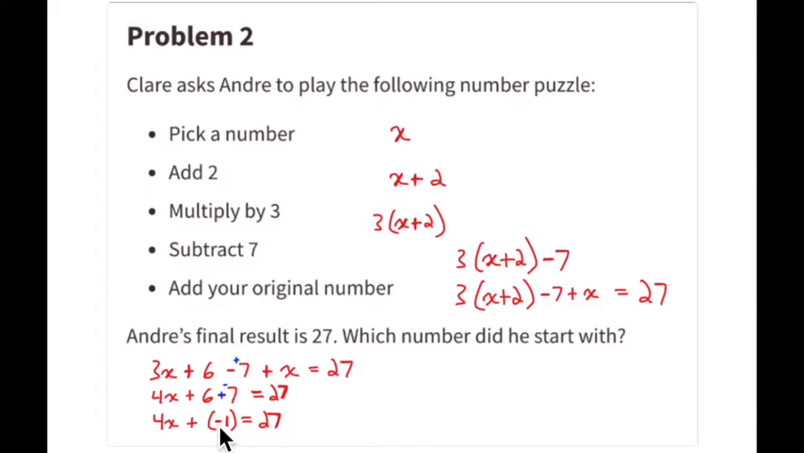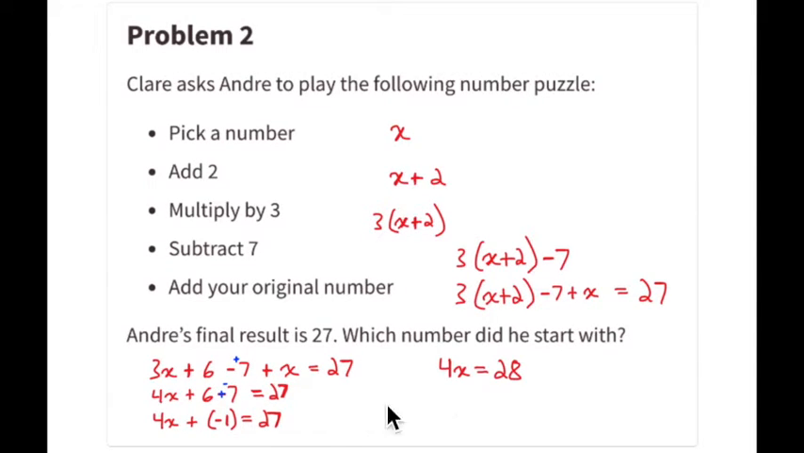So this is 1 less than 4 times this number. So 4 times this number is 28. So 27 is 1 less than that, because it's 4x plus a negative 1. So I have to add that 1 back. So that takes me from 27 to 28. So now I have 4x equals 28. So 4 times whatever number I chose equals 28. That means the number I chose was 7.